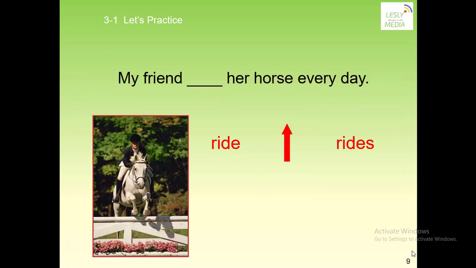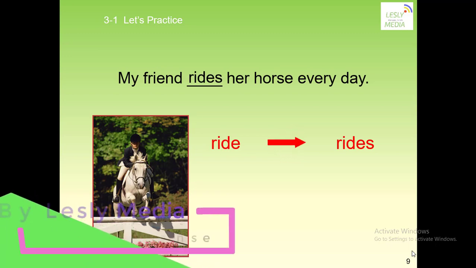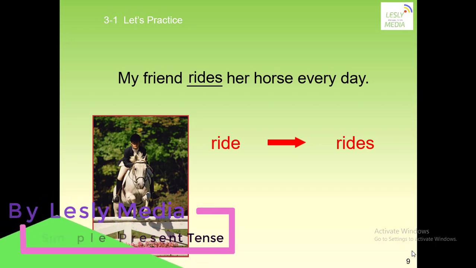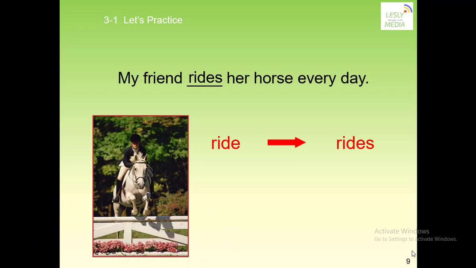Okay, the last question. My friend ride or rides her horse every day. Can you find the answer? Okay, that's correct. The answer is rides. Why rides? Because the subject is my friend, and my friend has the pronoun she. Why she? Because can you find the next word? Her horse. It means that here ini adalah dia perempuan. Okay? Next.